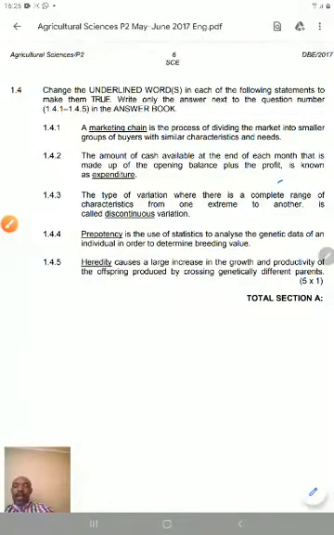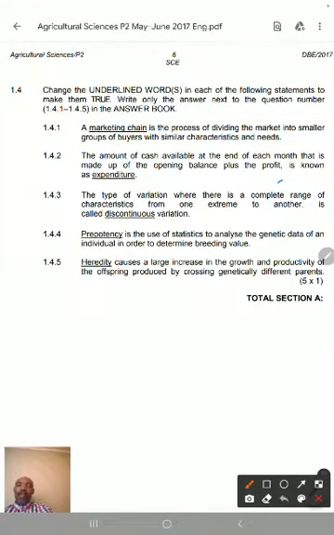Yeah, all right, guys. Without wasting time, let's move in. Let's finish up Section A. We move to 1.4. Change the underlined words in each of the following statements to make them true. Write only the answer next to the question number.